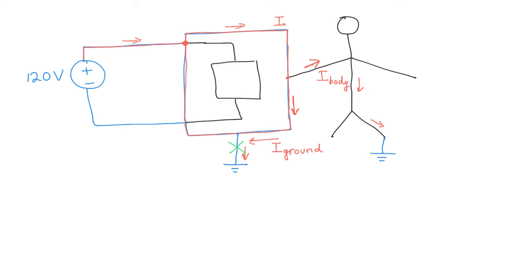So this is a case where this current I is being divided into two parts, I body and I ground. And I thought this is a good example of an application of current division, where we use this idea of current division to make sure that this person is safe when he is using the electrical device.